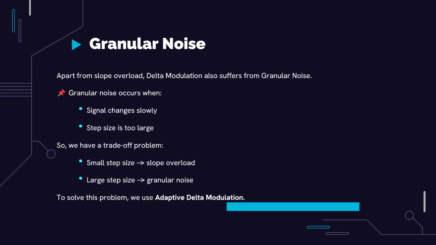Now, we need to understand granular noise. Apart from slope overload, delta modulation also suffers from granular noise. Granular noise occurs when the signal changes slowly and the step size is too large. So we have a trade-off problem. Small step size causes slope overload. Large step size causes granular noise. So we need to solve this problem using adaptive delta modulation.